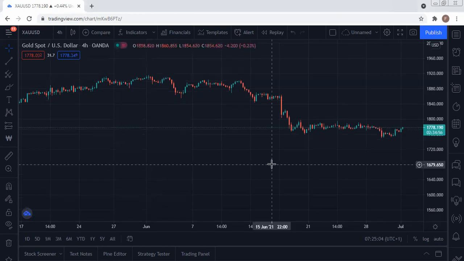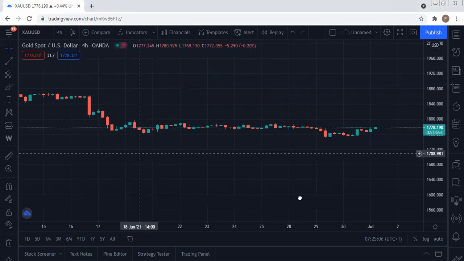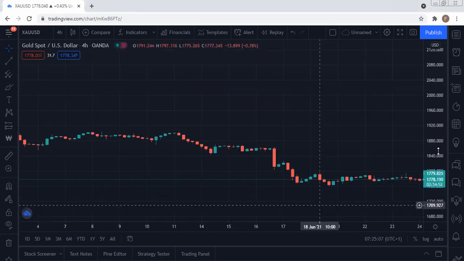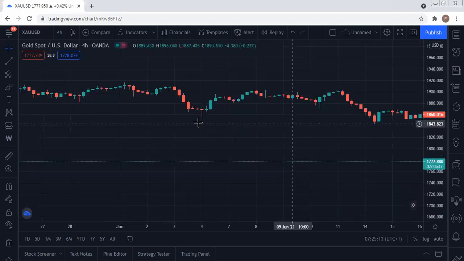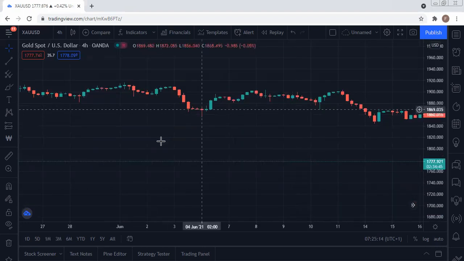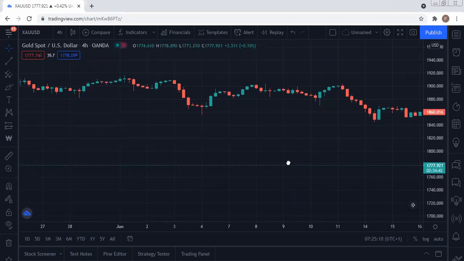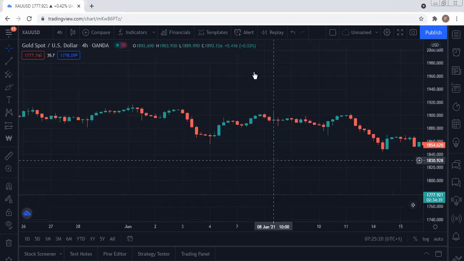Hello? Yes, sir. Did you say a dragonfly doji or a gravestone doji? Okay, sorry, it's a dragonfly doji. This is actually a dragonfly doji. It's not a gravestone. Sorry about that. Thank you, sir.